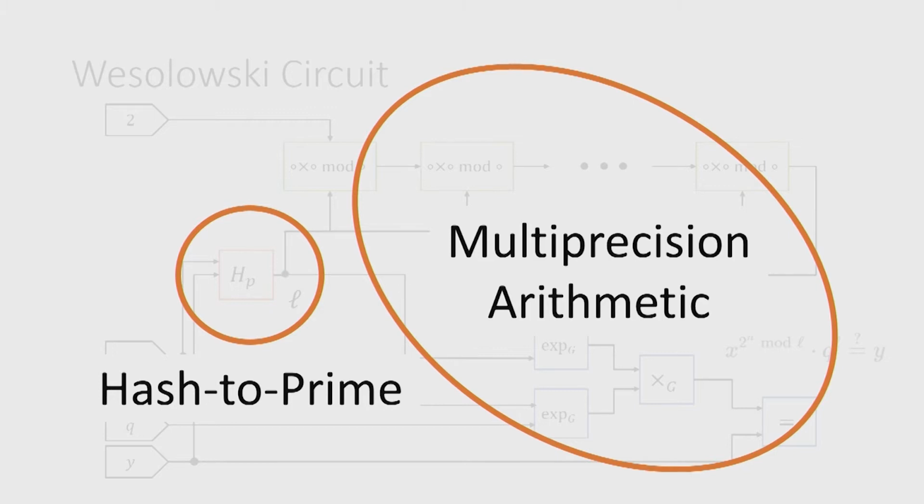What I'm going to do for the rest of this talk is go into some detail on how we design hash to prime inside of a SNARK. Then I'm also going to give just a taste of how you do multi-precision arithmetic inside of a SNARK, because that's more technical and also builds a lot on prior work. So let's start with hash to prime.